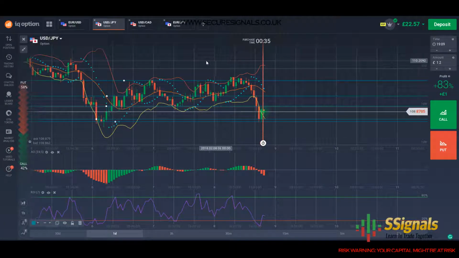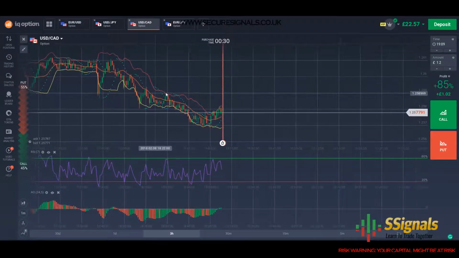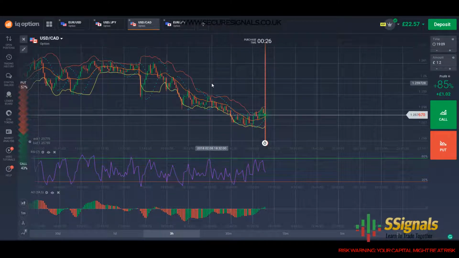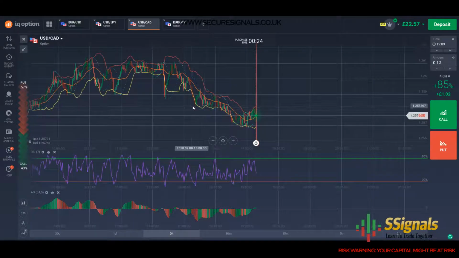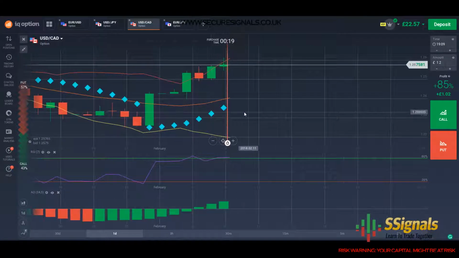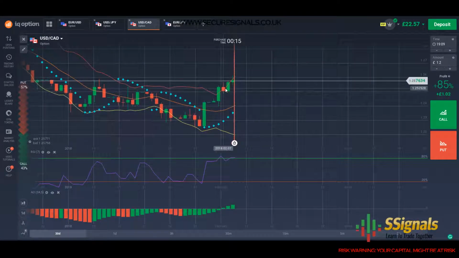Okay, I think that's enough for USD JPY. USD CAD. You don't have to copy every single one of my support and resistance lines. I'll be telling you the signals anyway. I'm just telling you my thought process for every trade, basically, so it's easier for you to understand where I'm getting all my signals from.